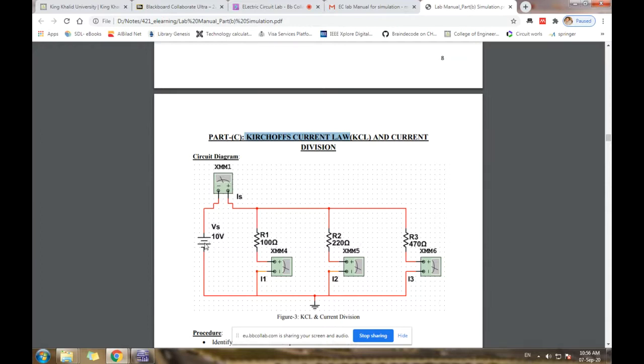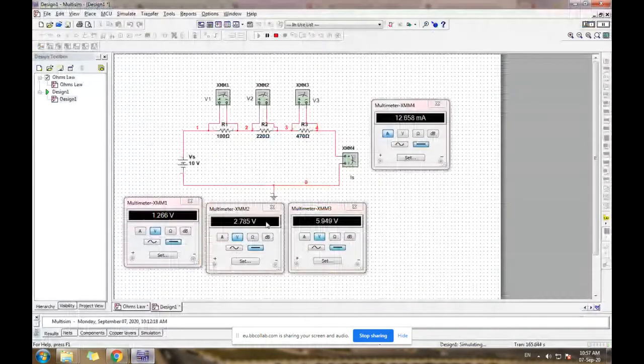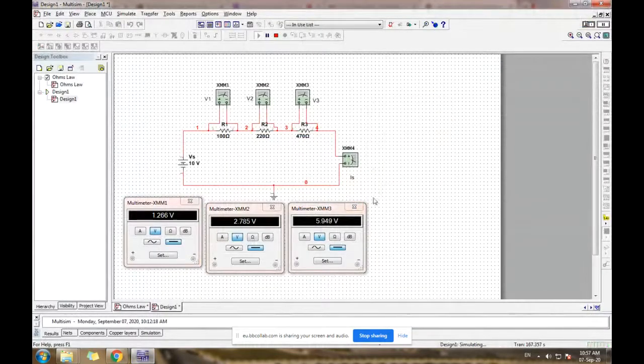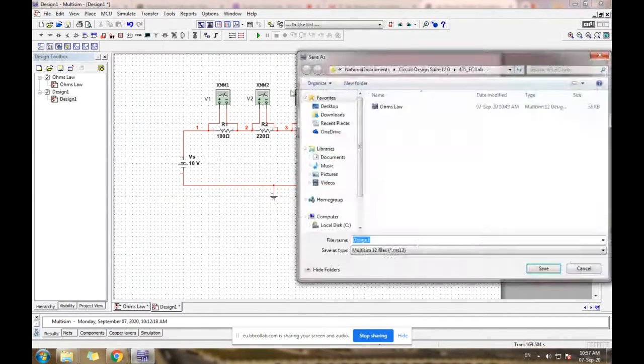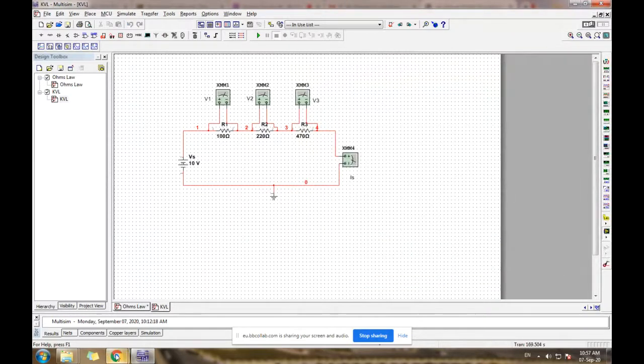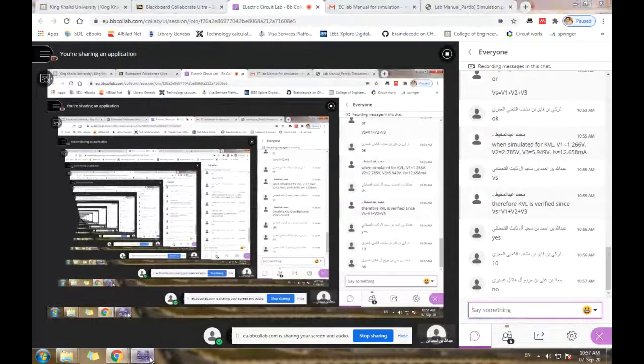Similarly, we have how many components? Vs, R1, R2, R3, and ground. And we have how many instruments? This is for the current Is, this is for current I1, I2, I3. Okay. So any question about KVL? So let me save this as KVL. Okay. No? So let us proceed.